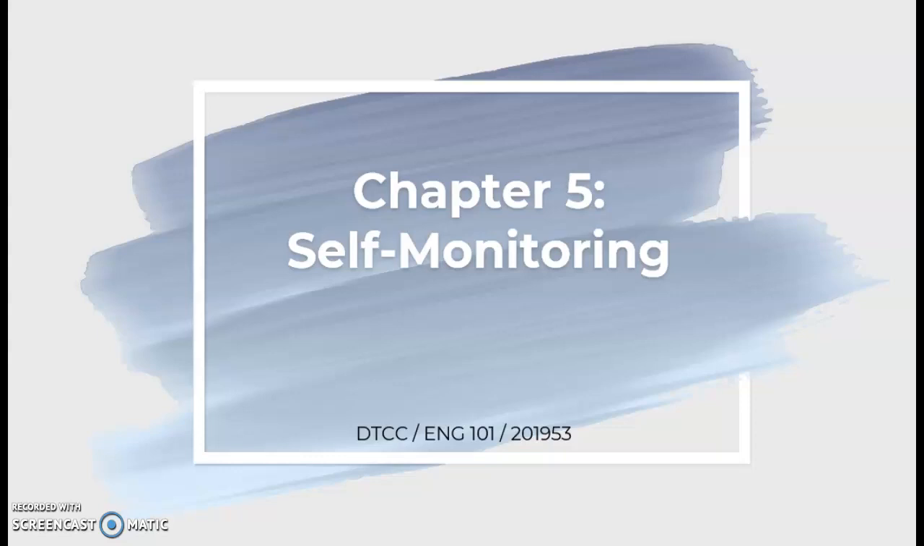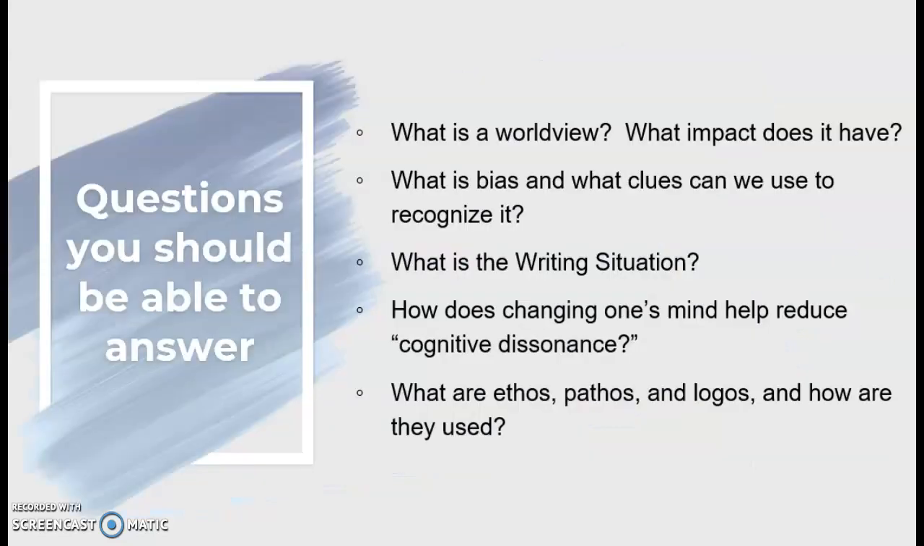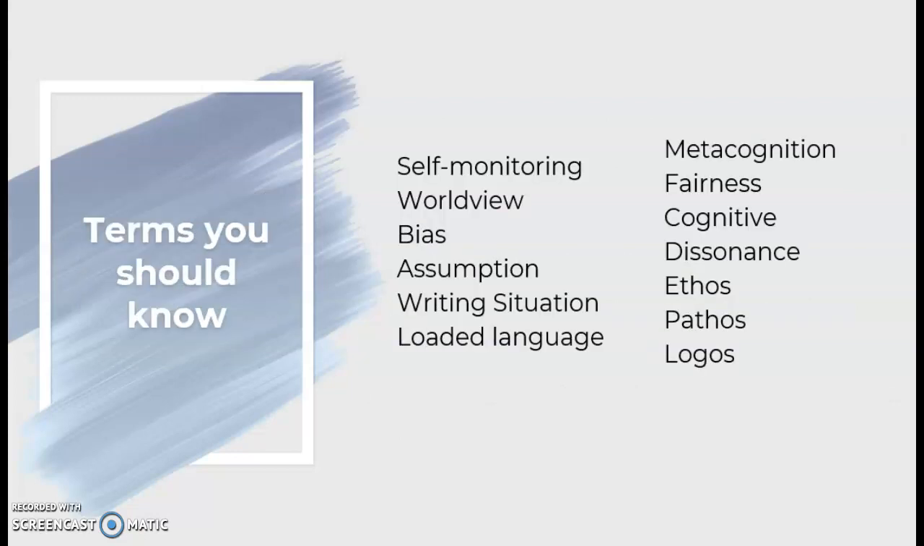So there are some questions that you should be able to answer by the time you finish this chapter. You'll be asking questions about worldview, bias, the writing situation, cognitive dissonance, and the three persuasive techniques of ethos, pathos, and logos. These are the terms that you'll need to know after you've finished reviewing this chapter. So if any of them still seem unfamiliar to you, you'll want to go back and make sure that you review that material. Some of this will be covered in today's video. Some of these terms can be found in your book.